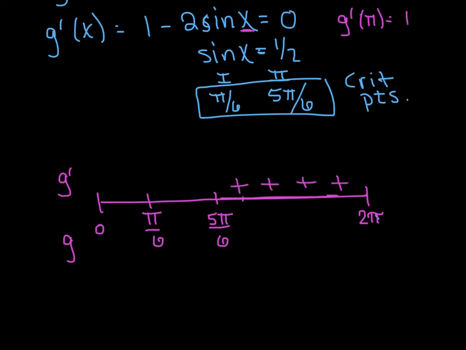So what that proved is that g prime was positive here, so g was increasing. It also meant that g prime was negative on the adjacent interval, so g was decreasing there, and g prime was positive on the next one, so g was increasing.